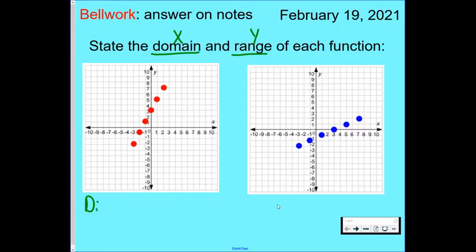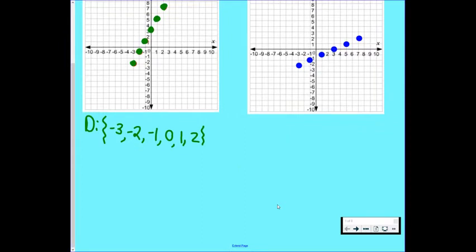The domain are all of the x values that the graph touches. And I'm going to list these out as a set. So I'm going to use set bars because they're not connected dots. It's just dots that are in a line. And our domain is -3 right here for the x value. This dot is at -2. This dot has an x value of -1. This dot is at 0. This dot is at 1. And this dot up here is at 2. Those are all of the x values that graph touches.